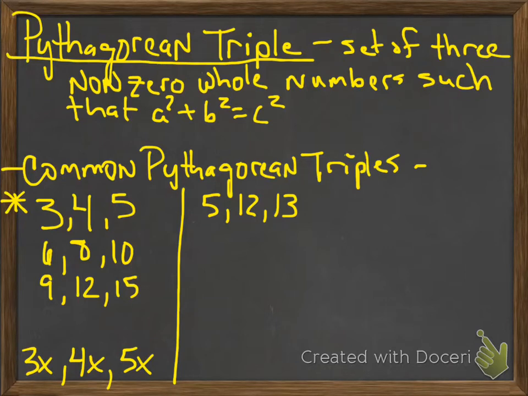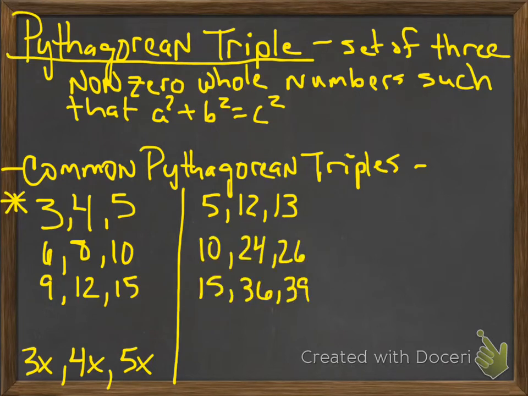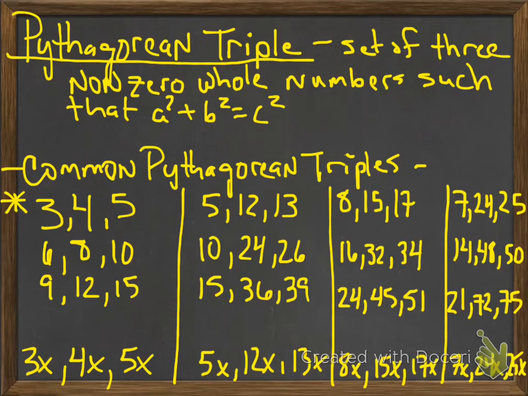Again, 5 squared plus 12 squared is going to be 169. 13 squared is 169. Anything when you multiply those by 2 or by 3, you would still get another set of Pythagorean triples. Next one would be, say, 8, 15, and 17.